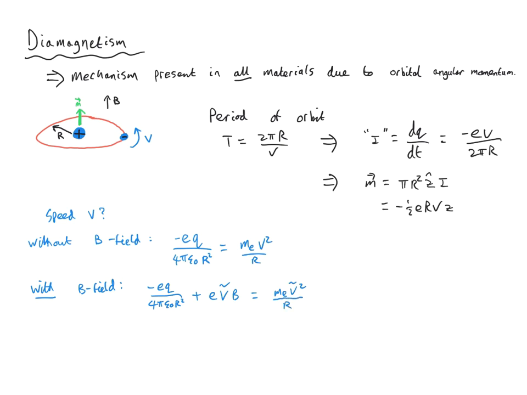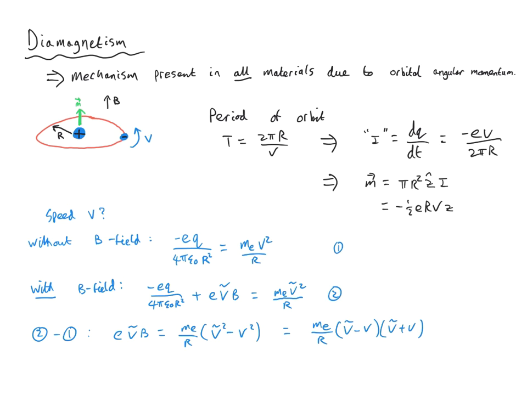So we have two equations here, 1 and 2, and so what we can do is subtract 2 from 1 and obtain an expression for the velocity v tilde, where v tilde is the velocity of the system with the magnetic field. This is the difference of two squares on the right hand side, and so we can write this as v tilde minus v multiplied by v tilde plus v.